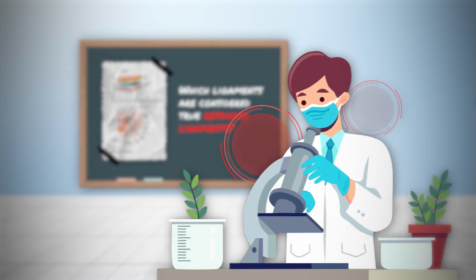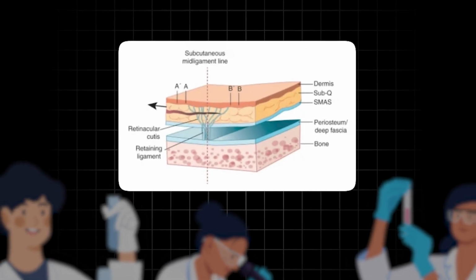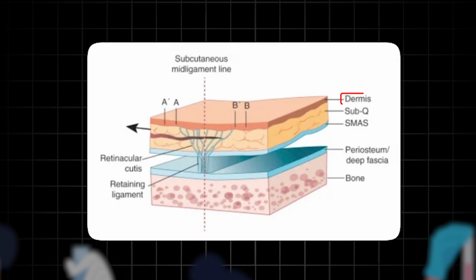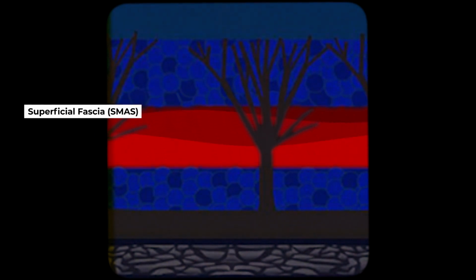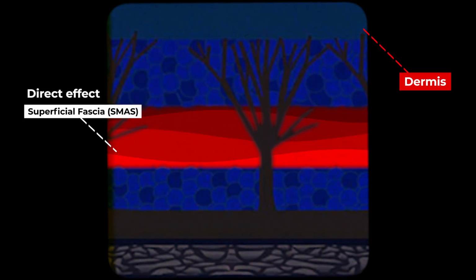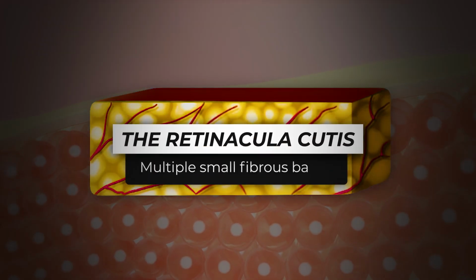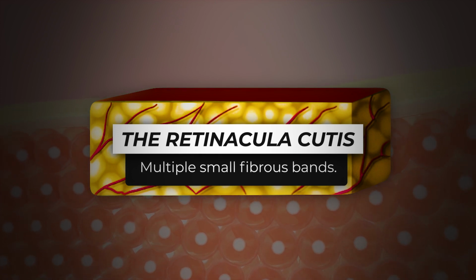There's a lack of consensus as to which ligaments are considered true retaining ligaments. However, many consider that true retaining ligaments originate from the periosteum and insert directly into the dermis, such as the zygomatic and masseteric retaining ligaments. Other ligaments that do not insert directly into the dermis still have a direct effect on the SMAS, and an indirect effect on the dermis through the retinacular cutis, which are multiple small fibrous bands that extend from the deep dermis to the underlying deep fascia.